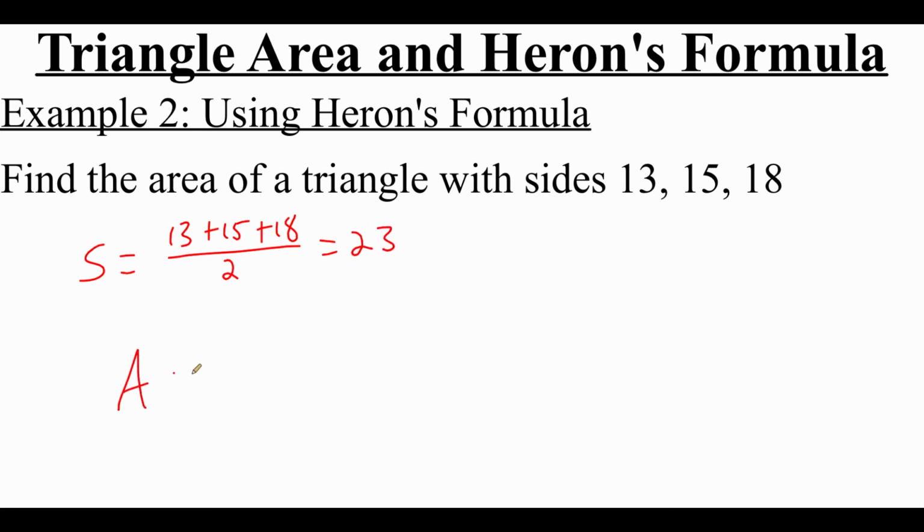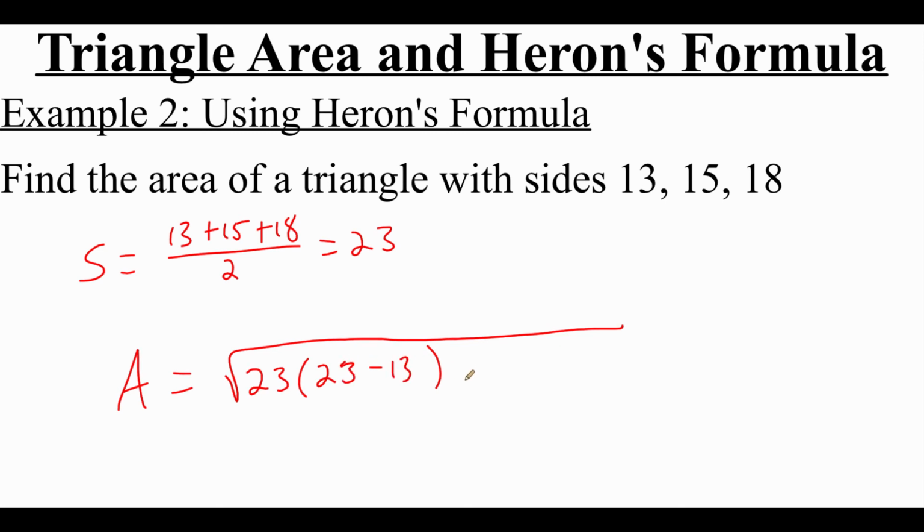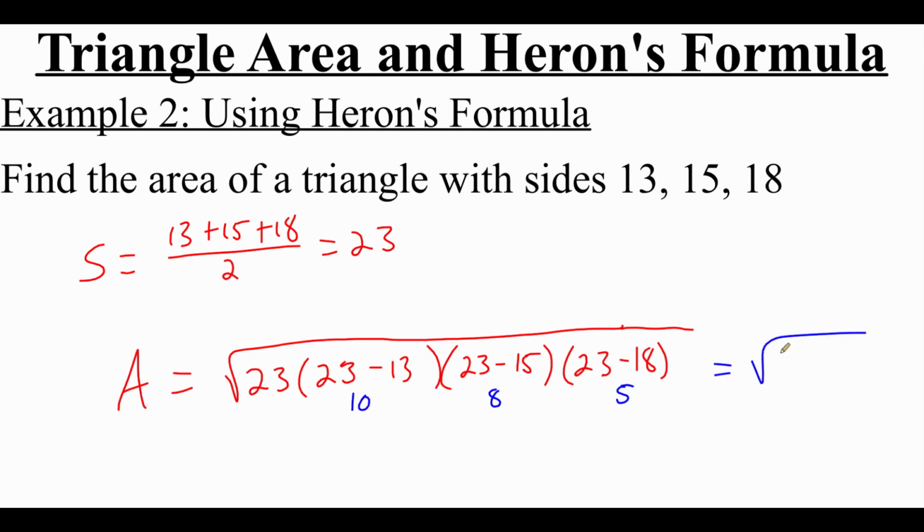So then in order to find the area, we're supposed to do the square root of that S value of 23 times S minus A, which we'll say is 13, times S minus B, which we'll say is the 15, times S minus C, which we'll say is the 18. Now when we do this subtraction inside here, this first set of parentheses is going to be 10, this second set is going to be 8, and this last set is going to be 5. So underneath our radical, I'm going to take 23 times 10 times 8 times 5. So we should get the square root of 9,200. So if we type that into our calculator, we get about 95.92 as the area of our triangle.